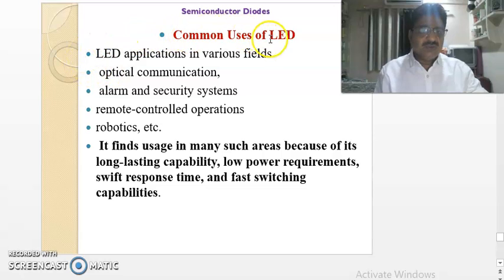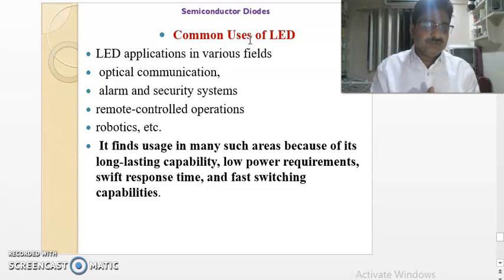There are some common uses of LED. What are the common uses of LED? LED applications in various fields. There are various fields where LEDs are applicable.